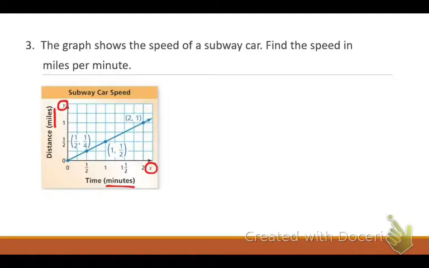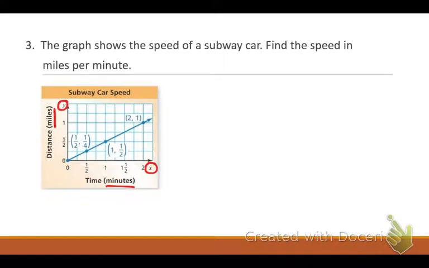So the question asked us is find the speed in miles per minute. Do you guys remember on our test that we had yesterday where we were finding the unit rate? What did the denominator have to be? The number 1. So right now we're trying to find the unit rate to figure out how many miles it's going per 1 minute. Do you guys see the 1 down there on that graph? Here's the 1 right there.